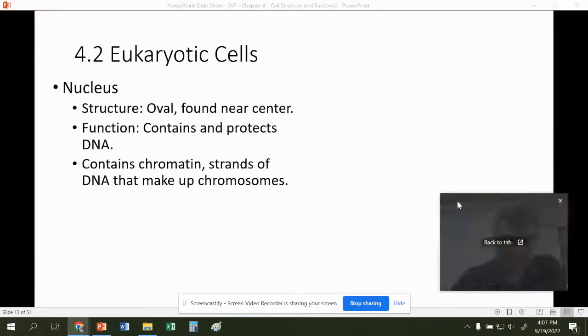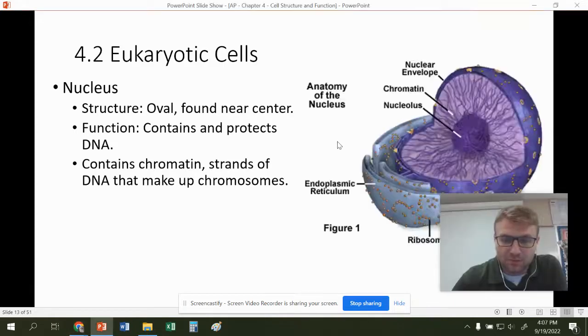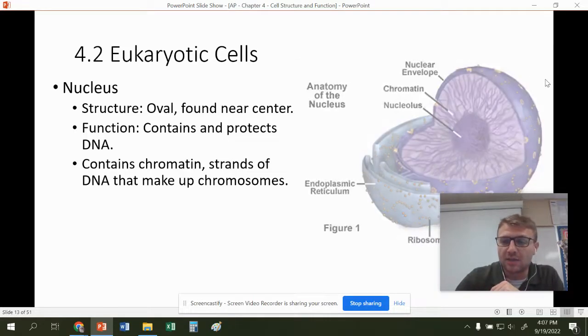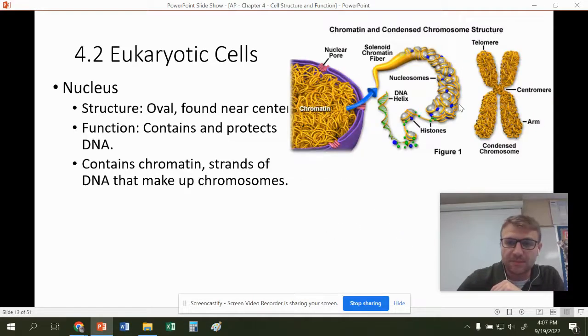All right, the nucleus. Let's go back one. It's an oval structure found near the center. Its function is to contain and protect all the DNA. It also contains chromatin. These are strands of DNA. And let's make sure we understand what that looks like. So this is what the chromatin actually looks like. It looks like a bunch of spaghetti.